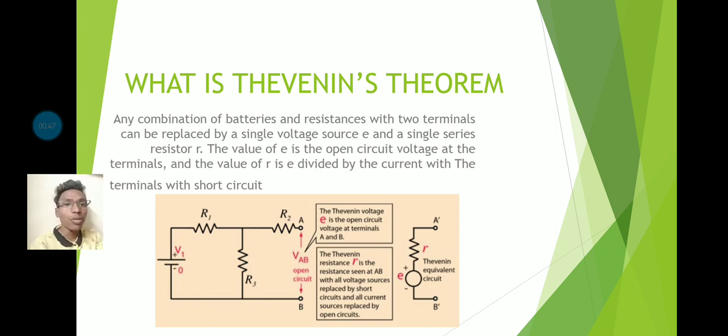Any combination of batteries and resistance with two terminals can be replaced by a single voltage source and a single series resistor, where the value of E is the open circuit voltage at the terminals and the value of R is the open circuit voltage divided by the current with the terminals short circuited. Below is given the circuit, where VAB is an open circuit. In Thevenin's theorem we must open it.